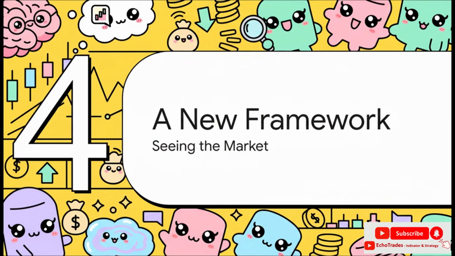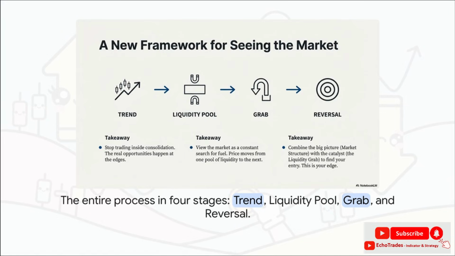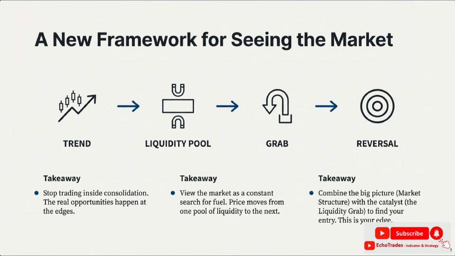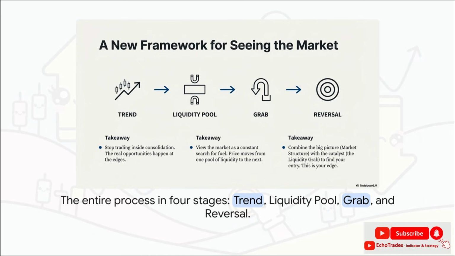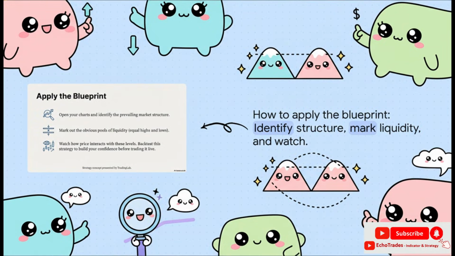Beautiful. So let's just pull back for a second and put all this together. This isn't just another strategy. It's a whole new framework. It's a simpler, more logical way to see what's really happening on the chart. You can honestly boil down everything we've talked about to these 4 simple stages. First, what's the trend? Second, where's the liquidity pool? Third, watch for the grab. And fourth, get ready for the reversal. The biggest takeaway here is to combine the big picture, the market structure, with the catalyst, the liquidity grab. That is your edge.